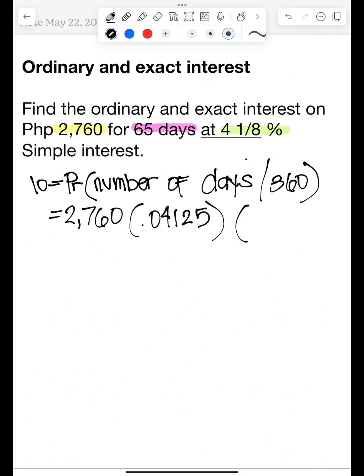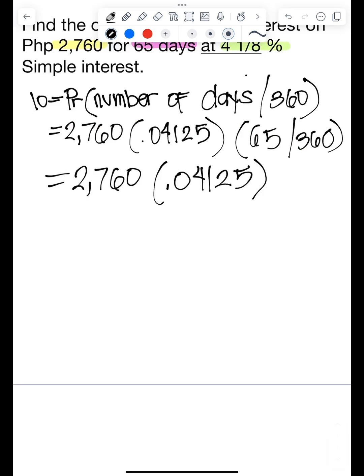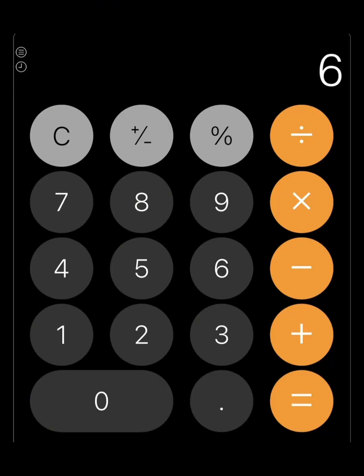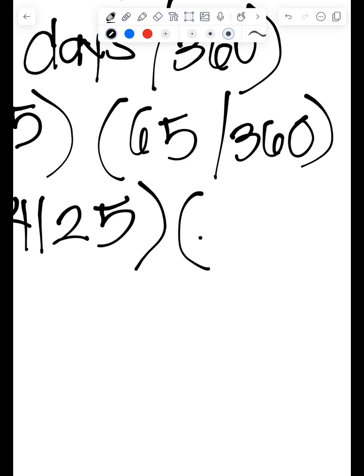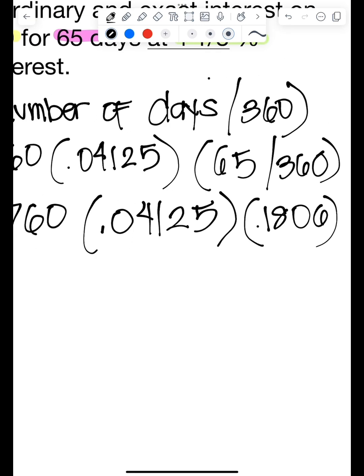Now we're going to divide the number of days by 360. Copy the amount and the decimal rate. After that, we need to divide 65 by 360. Now we have 0.1805, and we're going to write here 0.1806 because we have to round off.